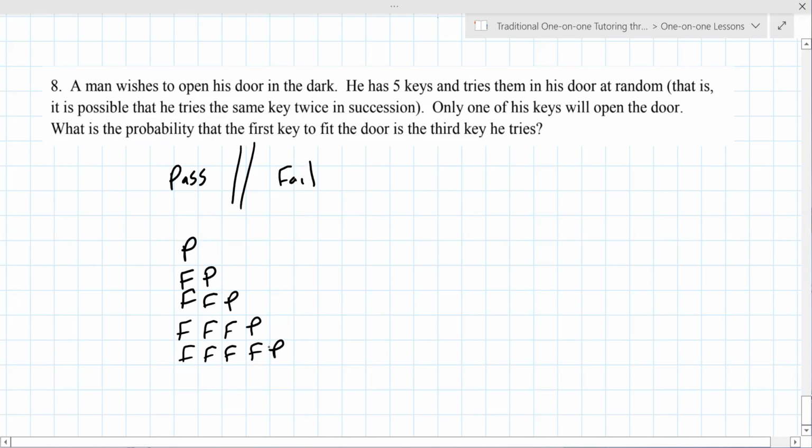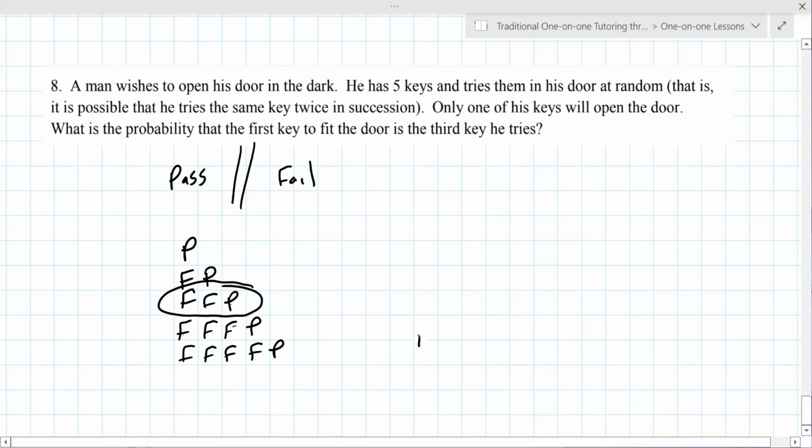Okay, and this works in this example here. If you open up the door first, you're very happy, but you could also fail and then pass: wrong key, correct key, wrong, correct, and so on. This is sort of oddly written. It's a good question, but oddly written, because what we want is the probability that the first key to fit the door is the third key he tries. So basically we want this scenario right here.